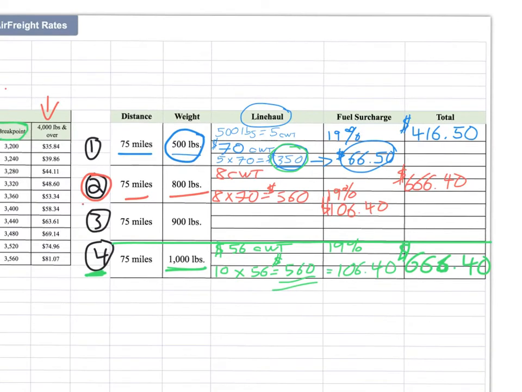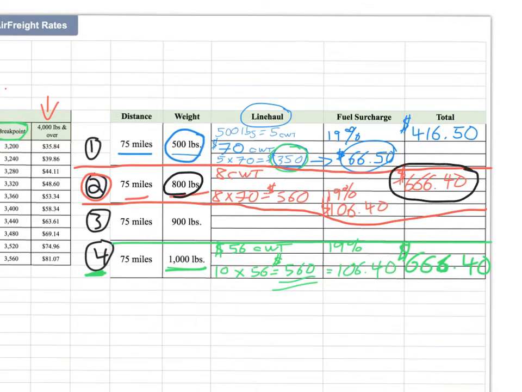Huh. Okay, let's zoom out and look at our table for a second. I kind of cheated into the space below in example number 3 there a little bit. Okay. All right, so I'm going to change my color to black. So what we notice here is that if we ship 800 pounds, it is going to cost us $666.40.